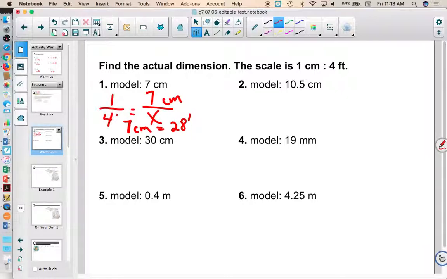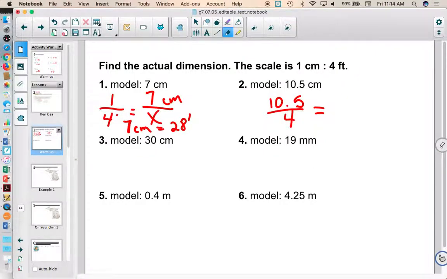So if I have 10.5 centimeters on my model, oops, wait a minute. Sorry.